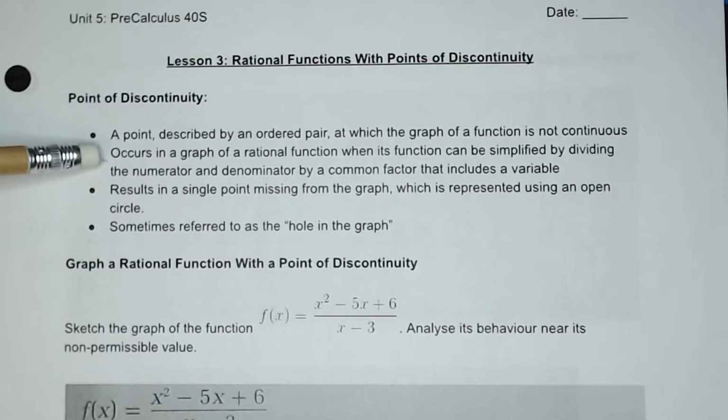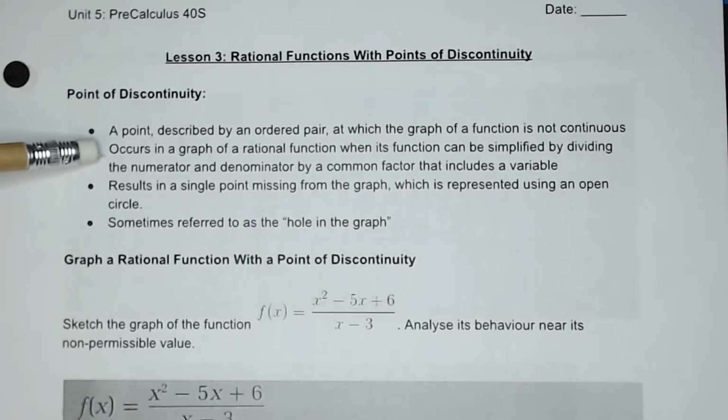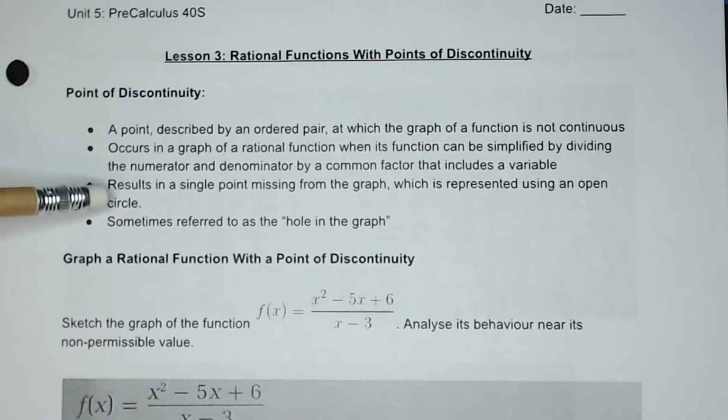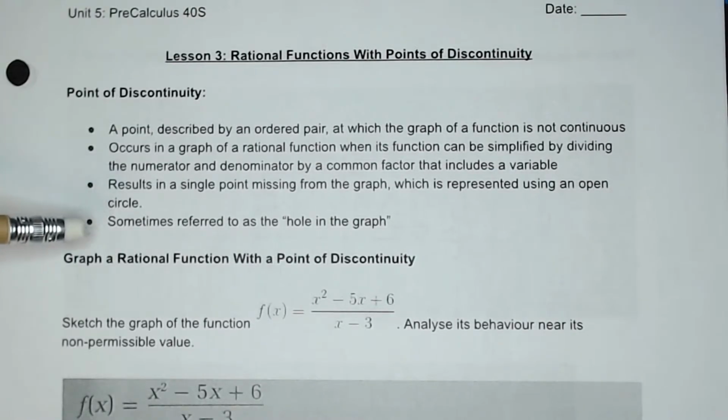It occurs in a graph of a rational function when its function can be simplified by dividing the numerator and denominator by a common factor that includes a variable. It results in a single point missing from the graph, which is represented using an open circle, and it's sometimes referred to as the hole in the graph.